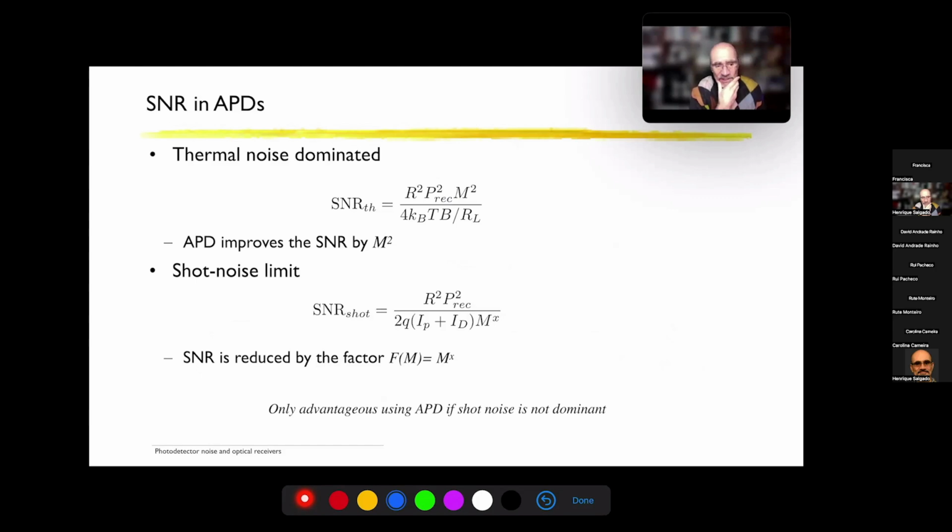Sometimes it's common to define some limiting cases. So what we have here is the study of some limiting cases, which are important to study. The first one is when thermal noise is dominant.